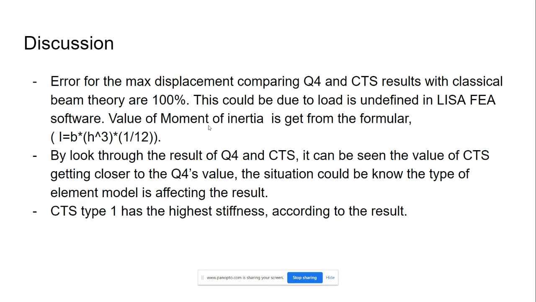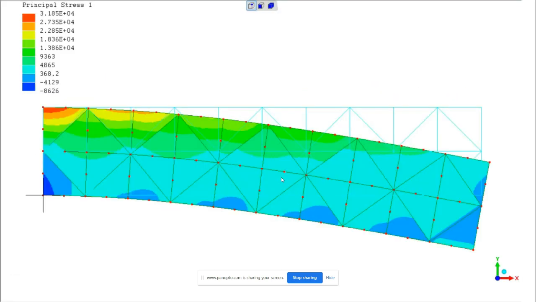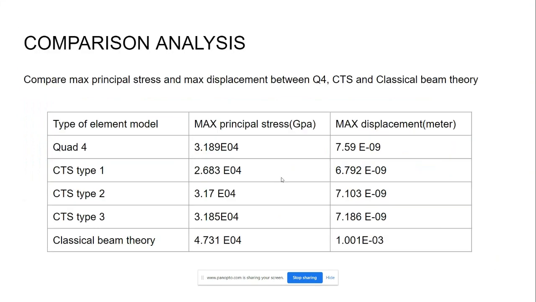So the moment of inertia is obtained from the formula. The formula is the classical beam theory formula, which is base times height cubed times 1/12. By looking through the results of Q4 and CTS, it can be seen the value of CTS is getting closer to the Q4 value. So the CTS value from type 1 to type 3 is getting closer to the quad 4 value.